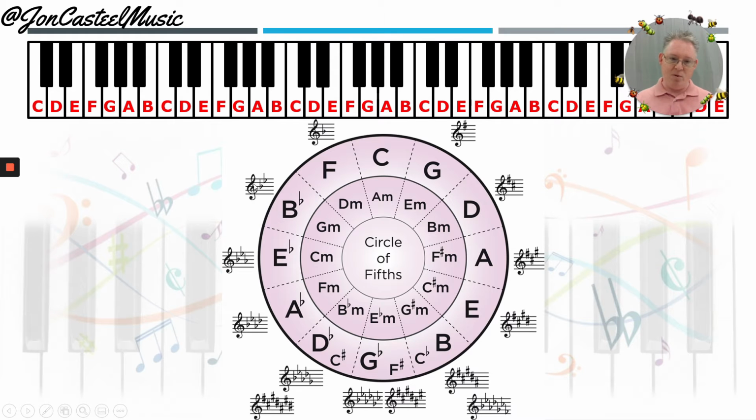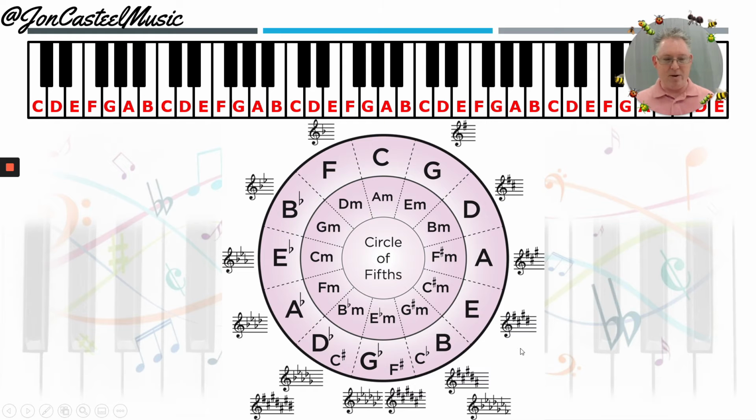Now these little symbols up here are called the key signatures. And you're going to notice the first fifth away from C has 1 sharp. The second fifth away from C has 2 sharps. The third fifth away from C has 3 sharps. The fourth fifth away from C has 4 sharps, and so on and so forth.